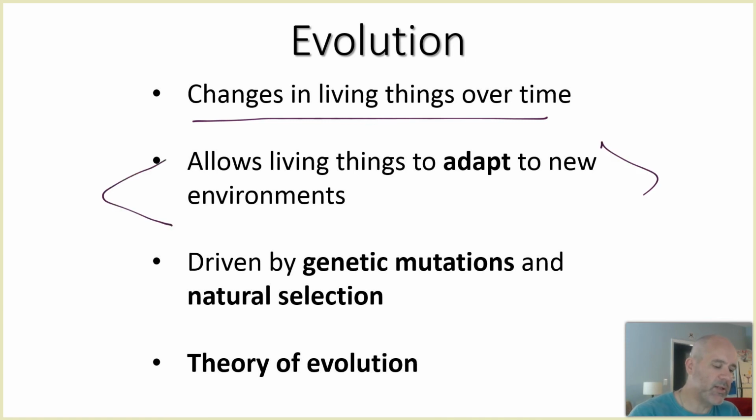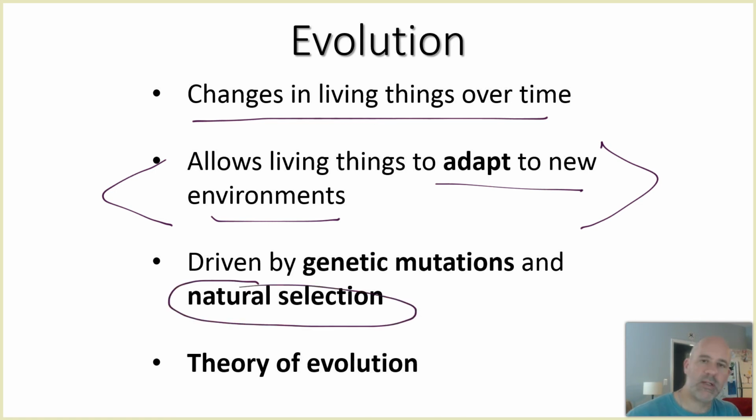Why does evolution take place? It allows living things to adapt to new environments. Maybe you've heard before of survival of the fittest. Evolution is driven by a process called natural selection, and natural selection occurs through random genetic mutations, changes in the DNA. These are the molecular blueprints or recipe books that exist in cells that determine the traits, the characteristics that cells and more complex organisms are going to have.